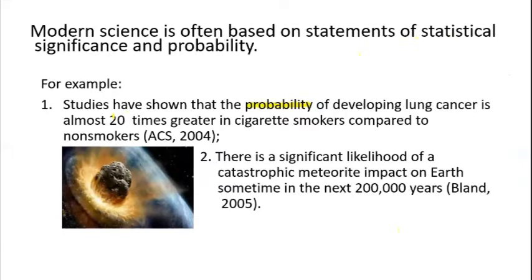Next, there is a significant likelihood of a catastrophic meteorite impact on Earth sometime in the next 200,000 years. So there is a significant likelihood. There would be a chance, again, significant likelihood, that the Earth will experience a catastrophic meteorite impact. But we are lucky enough because we will not be able to witness this catastrophic event on our planet. We will no longer be walking on Earth by that time.